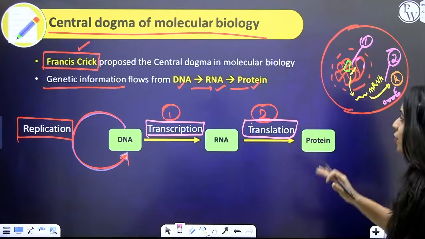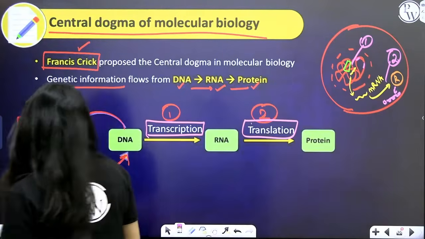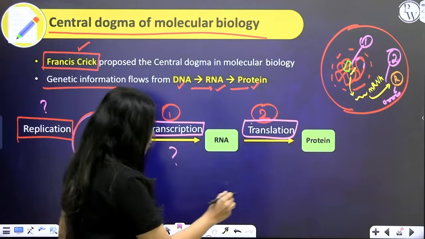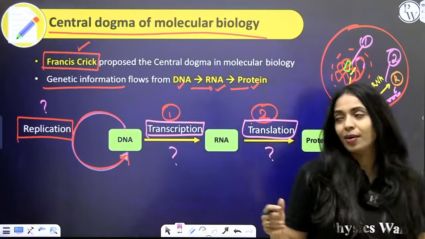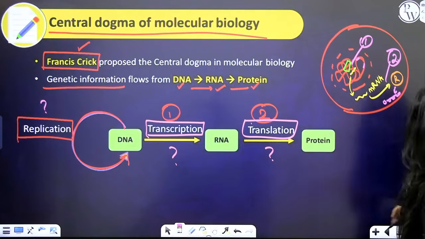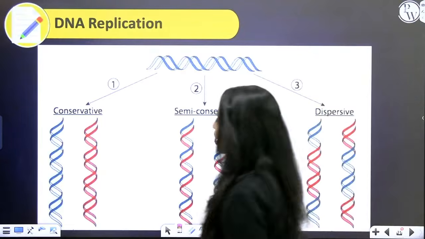All right. So this is an overview of the central dogma of molecular biology. We will learn in detail how replication happens, how transcription happens, and how translation happens. All right, so let's begin by talking about DNA replication.